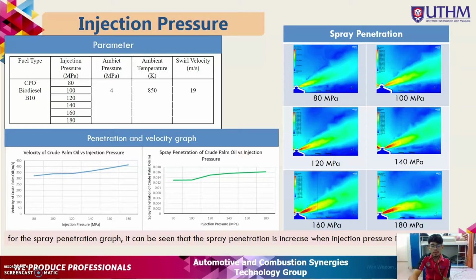When the spray penetration increases, the fuel droplet size becomes finer. The air entrainment increases and the spray injection becomes finer. We can see from the right side picture, the 180 MPa has the longest penetration compared to the other parameters. As injection pressure increases, velocity of fuel injection also increases.